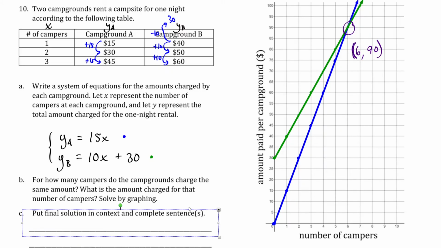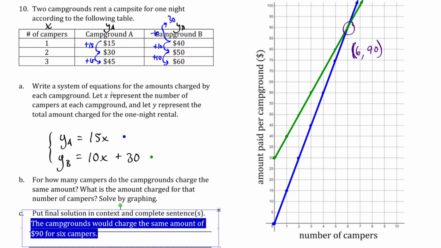So I'm just going to go ahead and type it out here and say, because the question was how many campers do the campgrounds charge the same amount? The campgrounds would charge the same amount of, because I don't think I'm going to have enough room, $90 for 6 campers. Don't worry, I'm going to make that look a little cleaner here. Give me a moment.